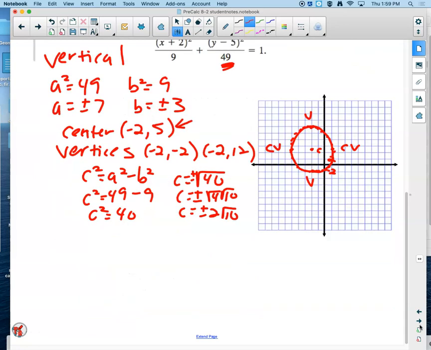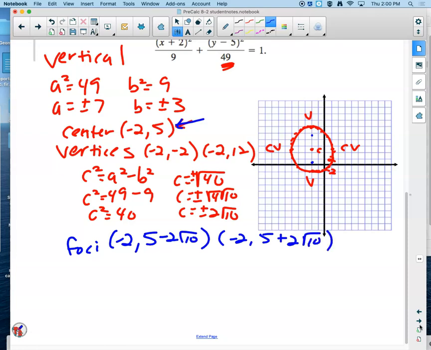And I just need to figure out, well, where would those go? Well, like the vertices, the foci have to be on the major axis, so they're going to be somewhere in here. And that helps me figure out that I'm still going to have to add to the y that I had for my center. So for my foci, I have negative 2 and then 5 minus 2 square roots of 10 to make it go down, and negative 2, 5 plus 2 square roots of 10 to make that go up.